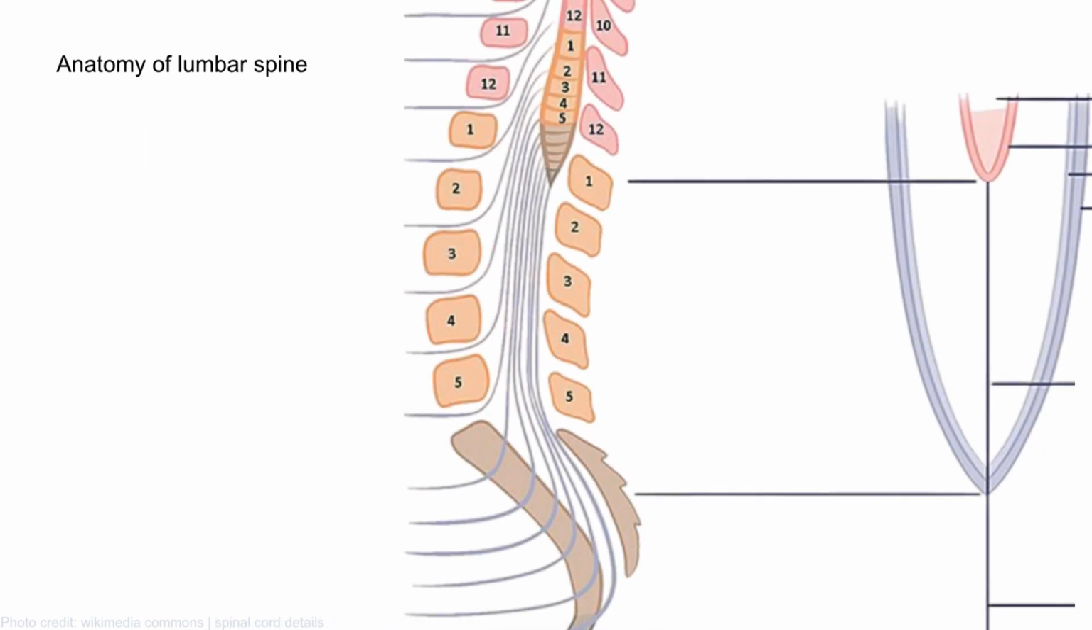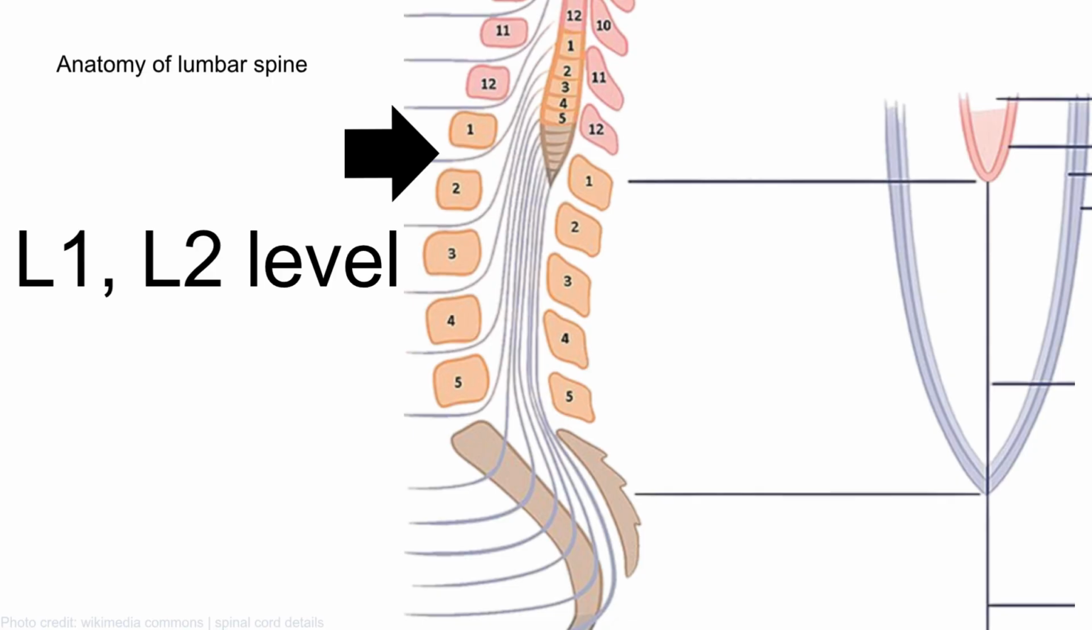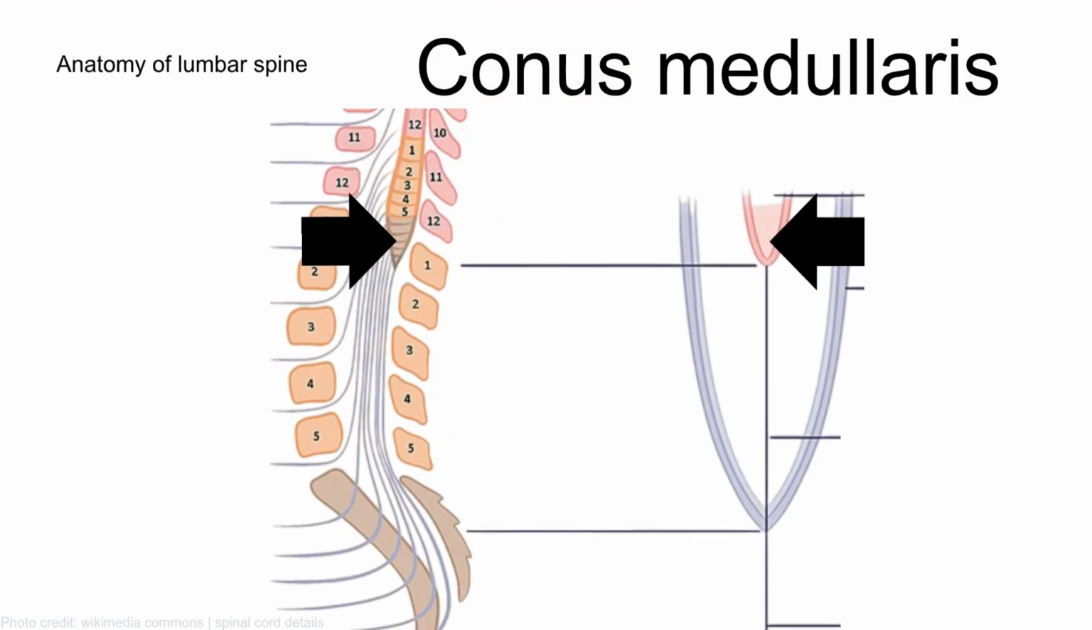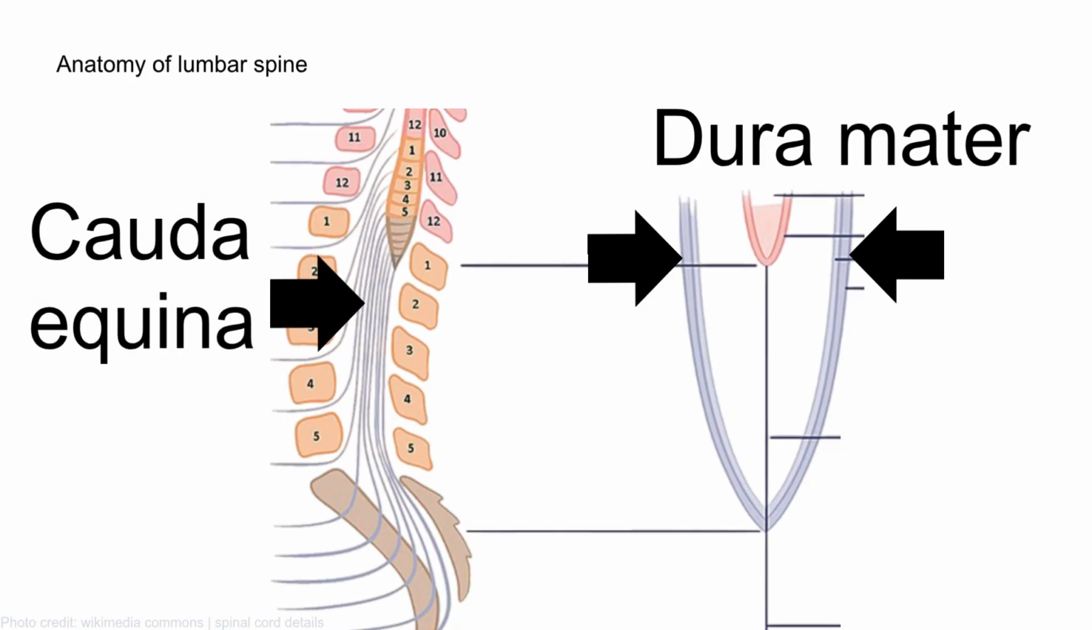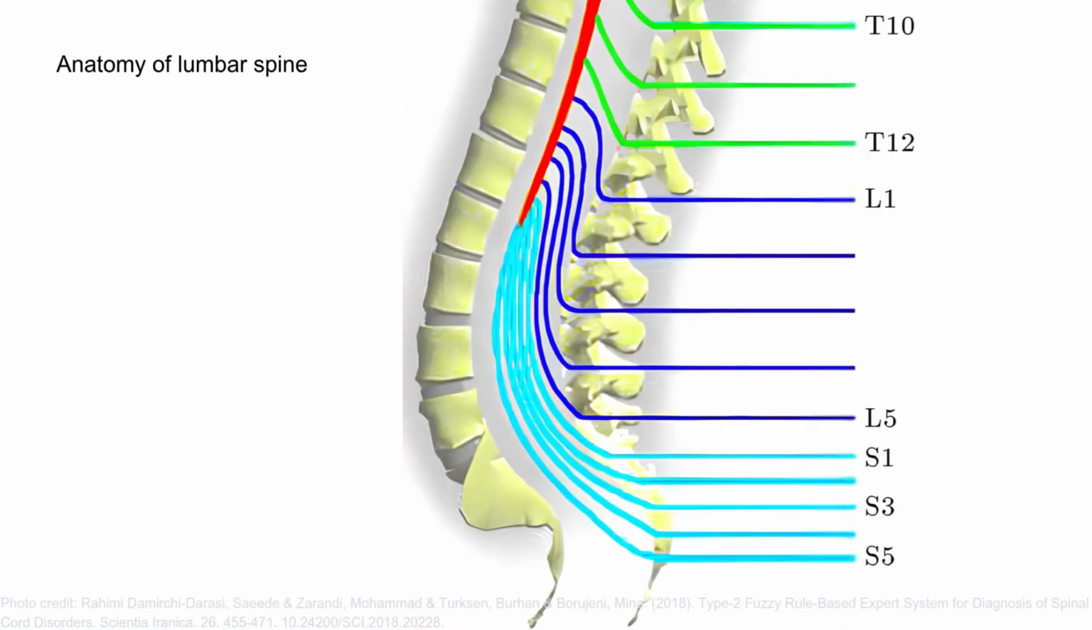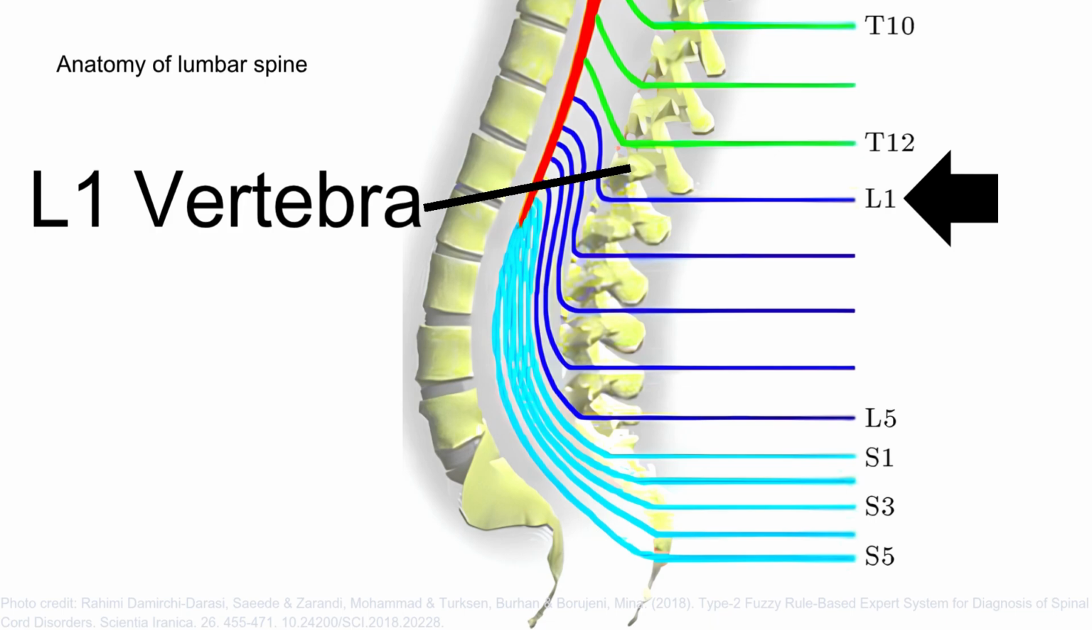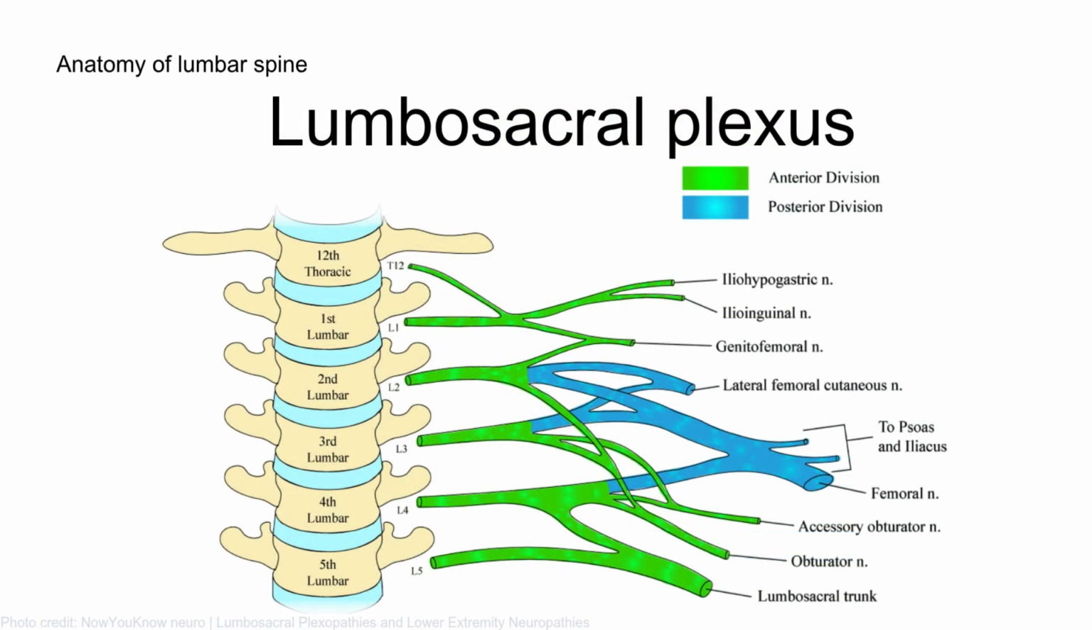The spinal cord usually ends around the L1-L2 level, tapering into the conus medullaris. Below this, the dura mater, the tough outer covering of the spinal cord, continues downward and surrounds the cauda equina, a bundle of lower lumbar and sacral nerve roots that travel through the spinal canal before exiting at their respective levels. Each lumbar nerve root exits just below its corresponding vertebra. For example, the L1 nerve root comes out below the L1 vertebra, passing through the intervertebral foramen. These nerve roots go on to form part of the lumbosacral plexus, which innervates the lower limbs and pelvic structures.